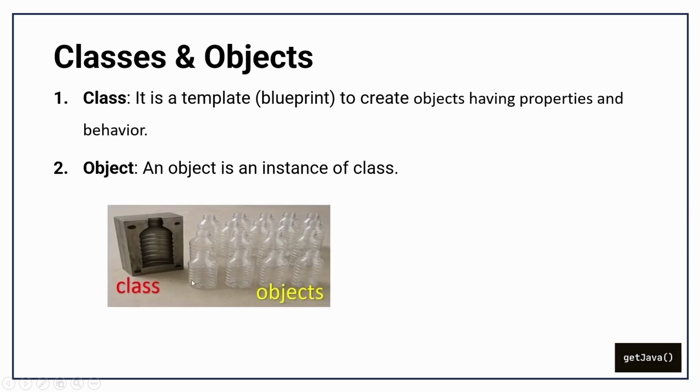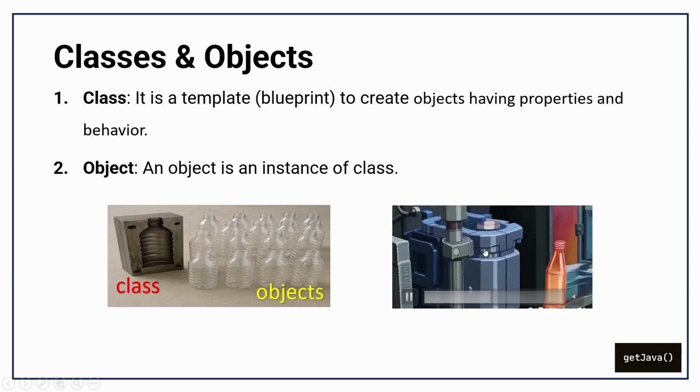So here we can see an image where we can see this die which acts as a template or a blueprint, and this die can be considered as a class. And using this template or blueprint, we can create n number of objects. Any number of objects we want, we can create using this blueprint. Similar to that, class is a blueprint, and using this class, you can create any number of objects you want.